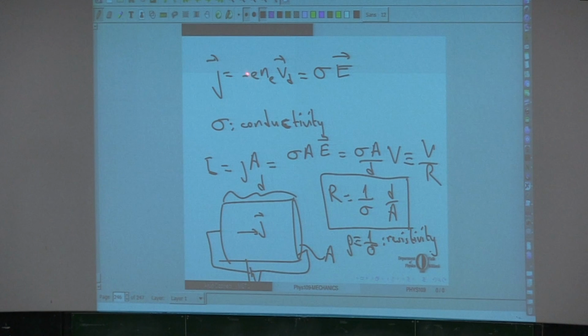This minus, I have electrons. Minus e, Coulomb, the charge of an electron. This minus e is the charge of the electron, sorry, if I didn't mention it before.